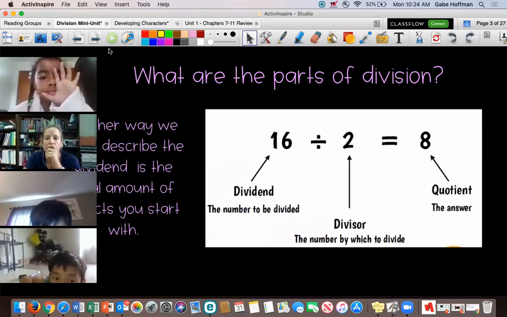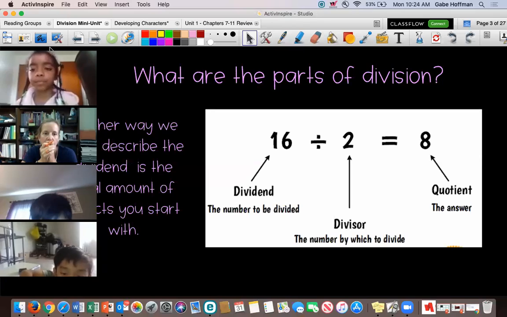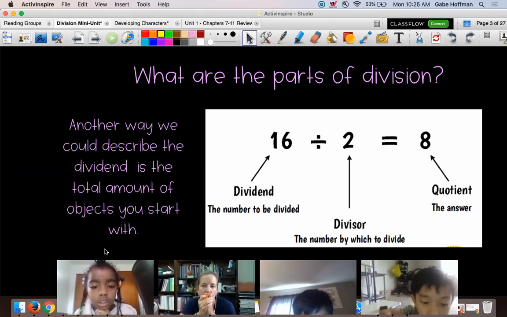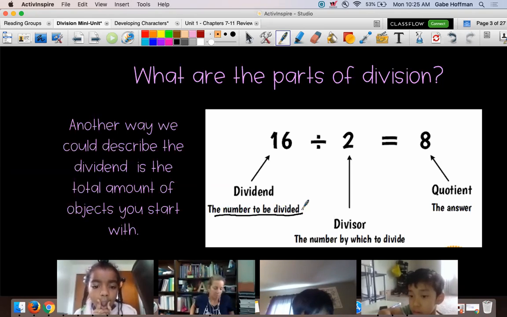Okay, so here we're talking about the parts of a division problem. Like when we were talking about multiplication, they had names. They also have names in division. So the dividend, which is kind of a tricky word, is the number that you start with. It's the total. It's the big one. The number to be divided. It's right here.